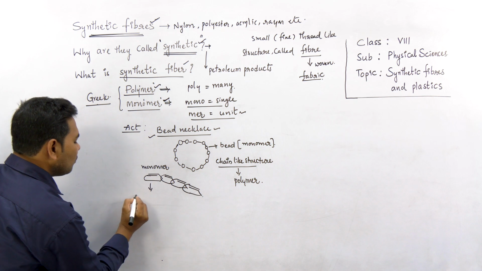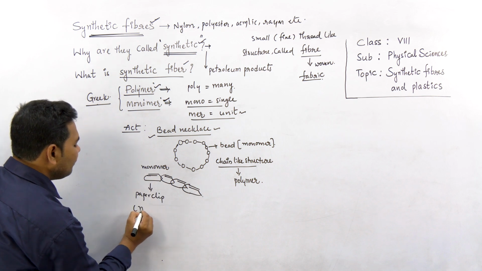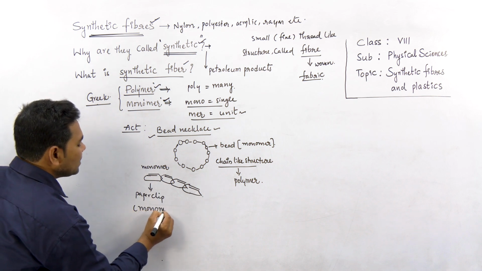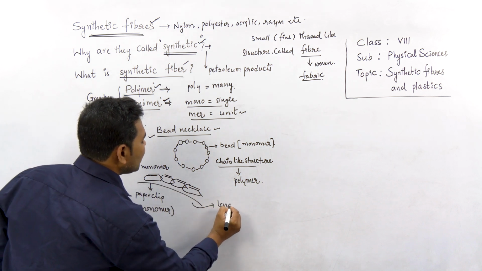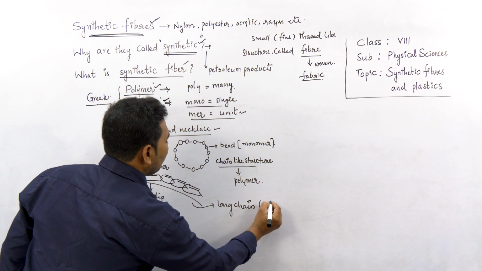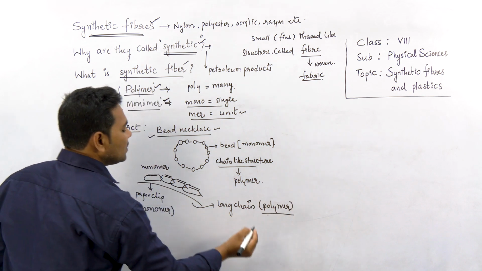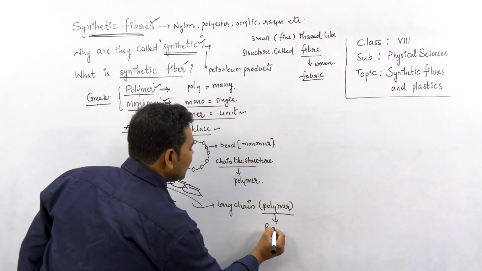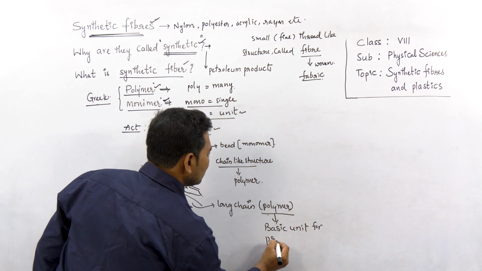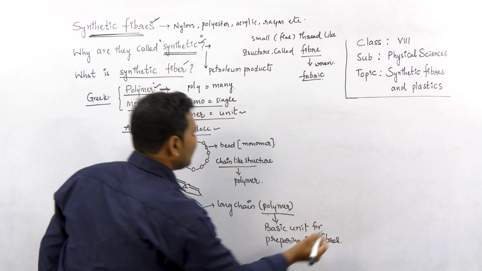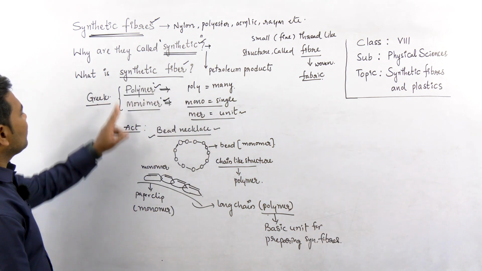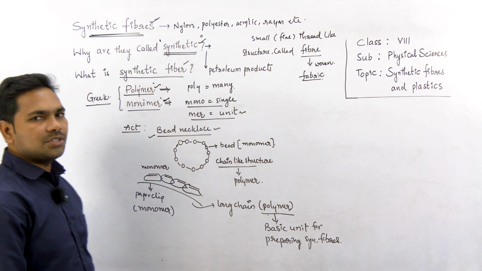Each paper clip, what is it? It's a paper clip. If you consider each paper clip a monomer, the combination of these paper clips, this long chain, represents a polymer. This polymer is the basic unit for preparing synthetic fibers. Right? This is what synthetic fibers are generally made of.